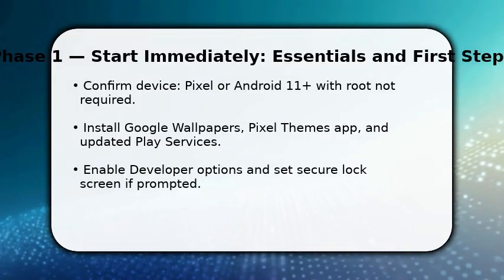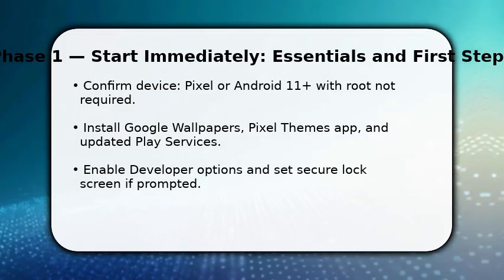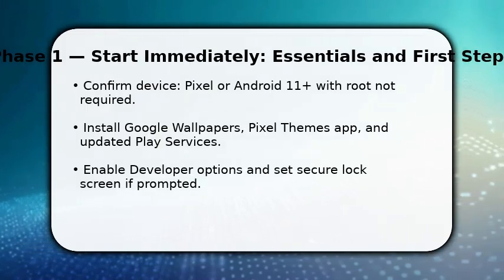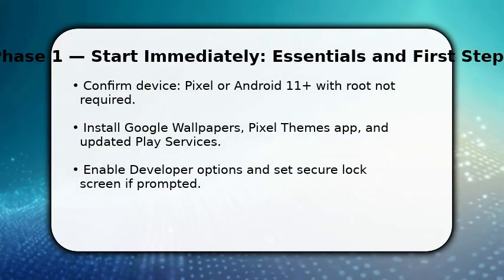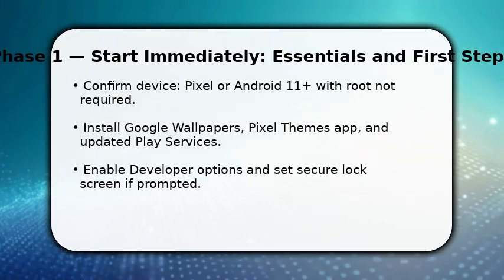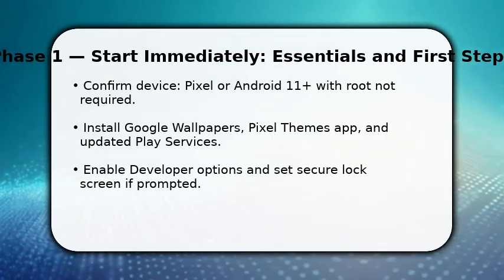Make sure your phone runs Android 11 or newer and install Google Wallpapers plus the Pixel Themes app from the Play Store. Once done, verify Play Services is up to date. This prevents theme conflicts. Enable developer options only if a theme asks for it and set a secure lock screen. Some Pixel features require it.